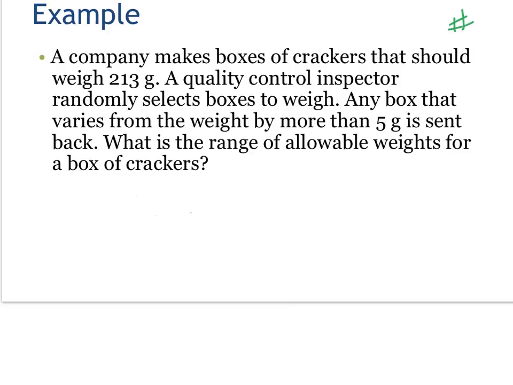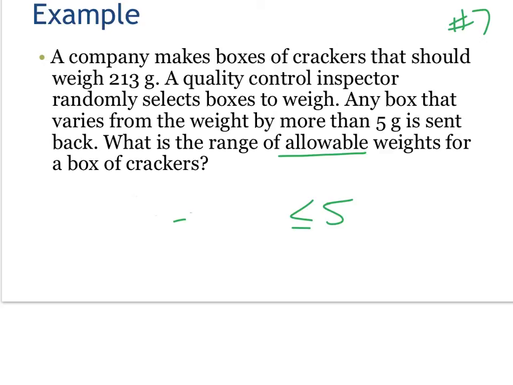Number 7 in your notes. You do not have to write the story problem out, but make sure you're writing the work out and understanding where all the problem is coming from. A company makes boxes of crackers that should weigh 213 grams. Now, any box that varies from the weight by more than 5 is sent back. So what's the range of allowable weights? Well, allowable weights is going to be less than or equal to 5 grams off.